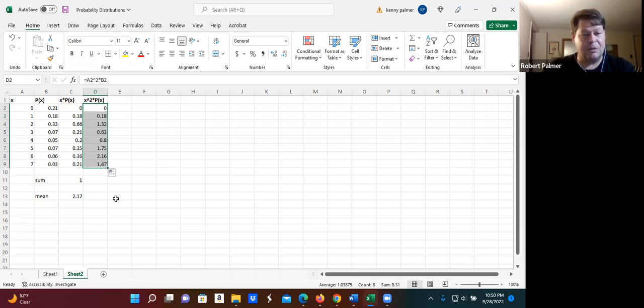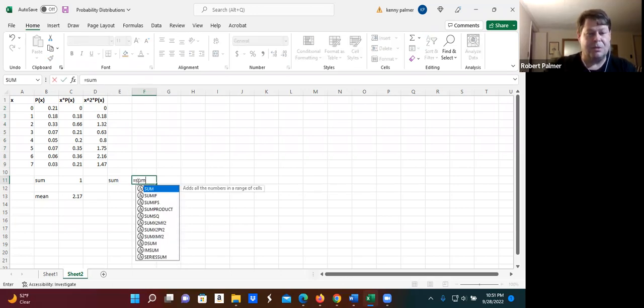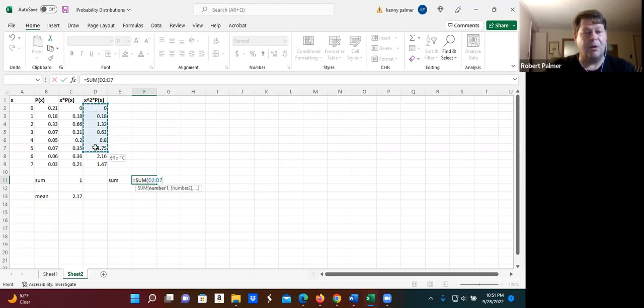Okay. And so for the standard deviation, we also need a sum. Let's do a sum of that column as well, which will just make it a little bit easier. So click SUM, double click on that, then drag those and close your parentheses. So that sum is that.